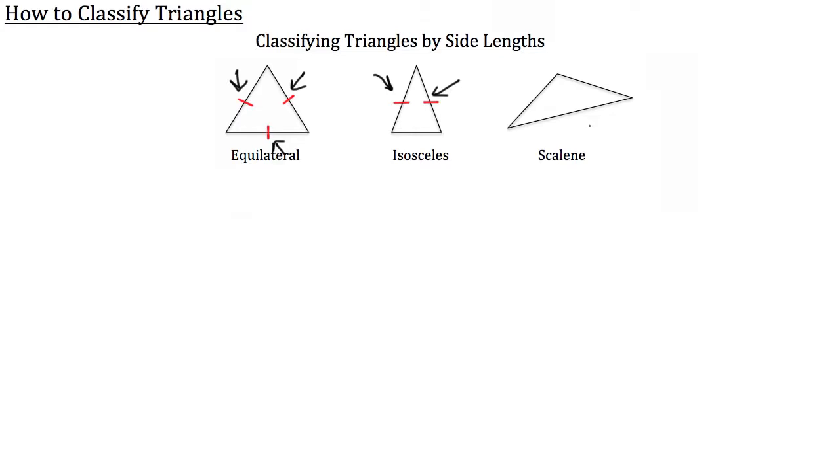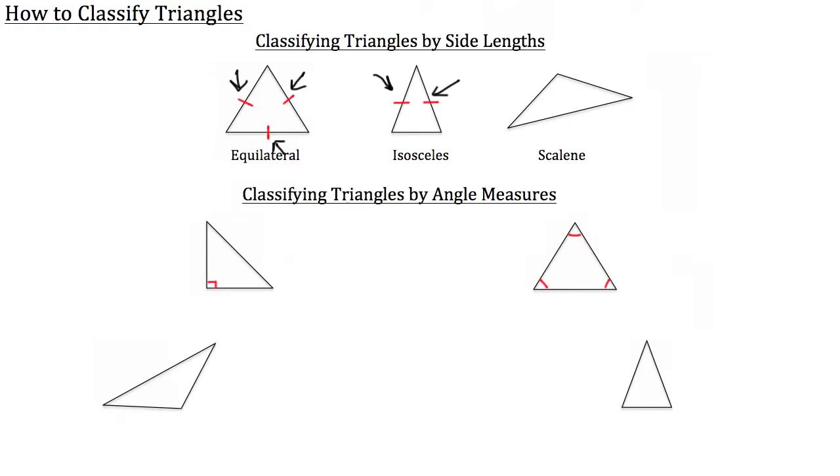As you can see here on the scalene triangle, there are no congruent tick marks anywhere, meaning that none of these legs are actually the same length. Those are the three ways that you can classify a triangle by its side lengths. Now, the other way to classify triangles is by their angle measures.